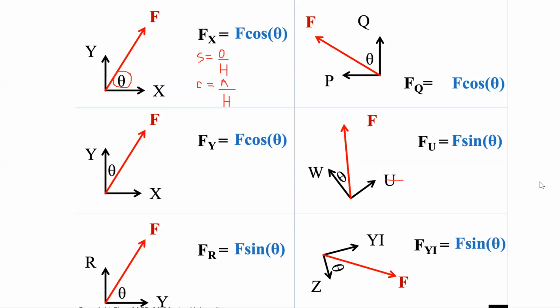So for the y component of this angle, we are trying to find the y component of this force vector. So the y component is adjacent relative to this resultant or this force vector. So it would be cos because cos is adjacent over the hypotenuse. This is the hypotenuse of these two vectors.